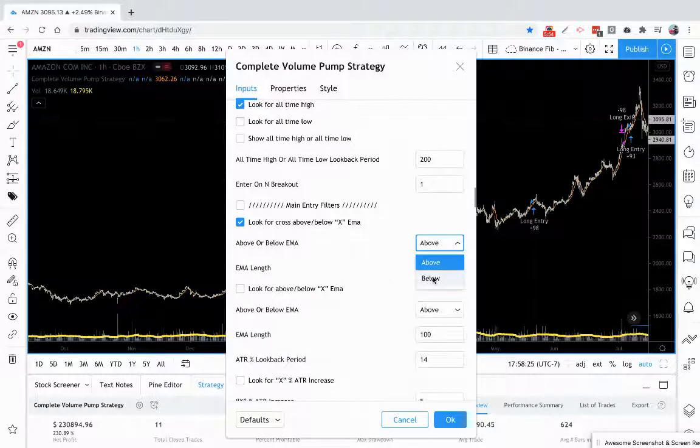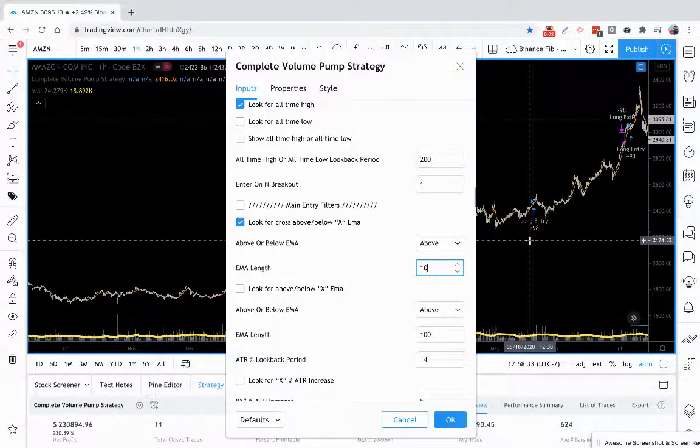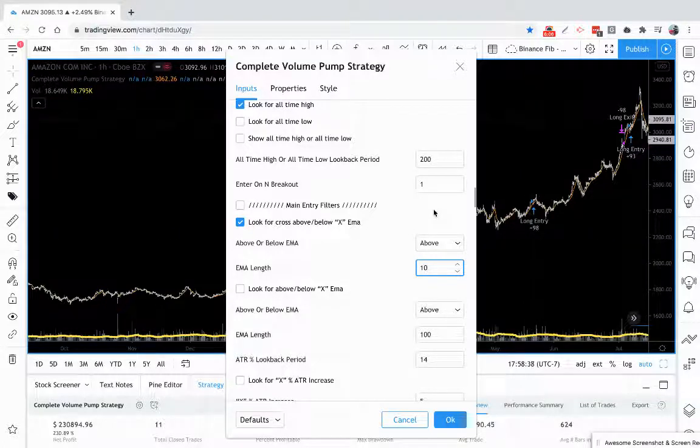And you can do above or below any EMA number you want. And EMA, for those of you that may not know, is exponential moving average, so it's just a moving average price. So that way you can look for bullish or bearish conditions when you're taking trades.